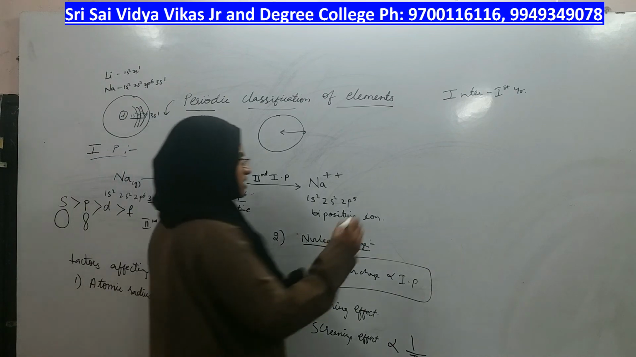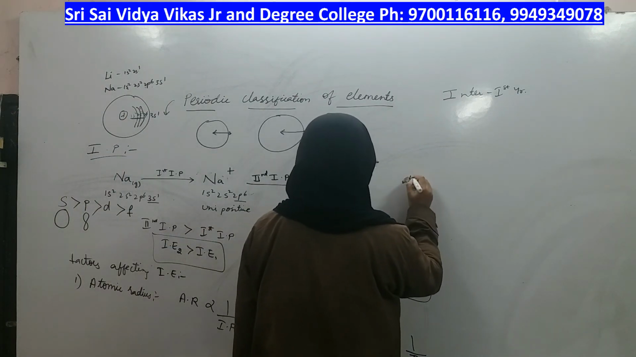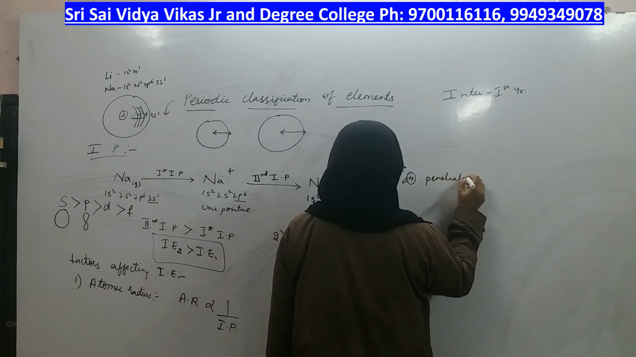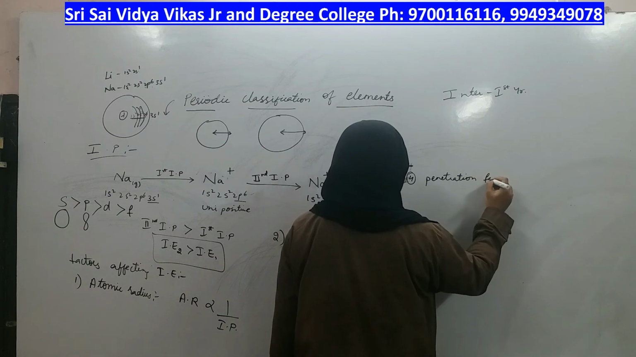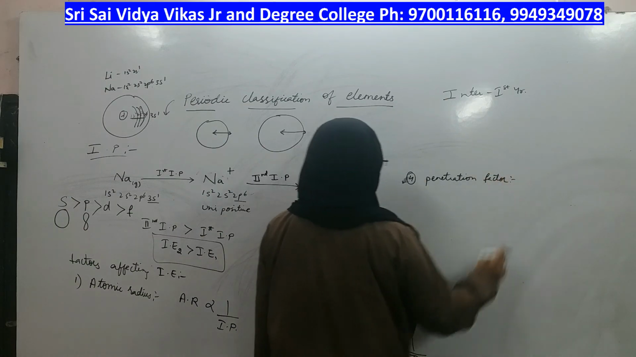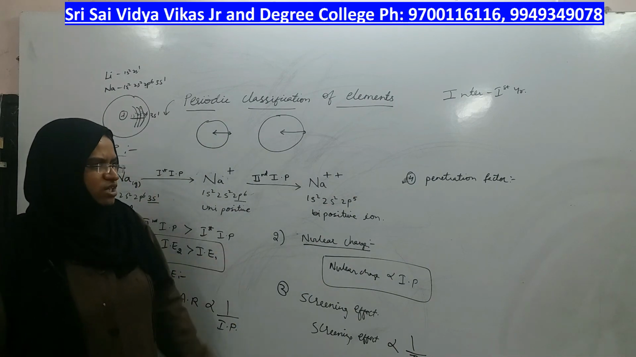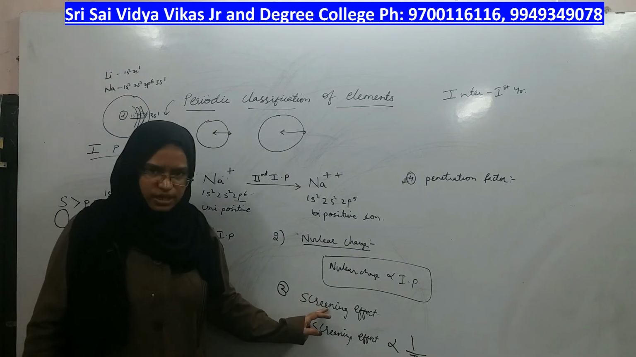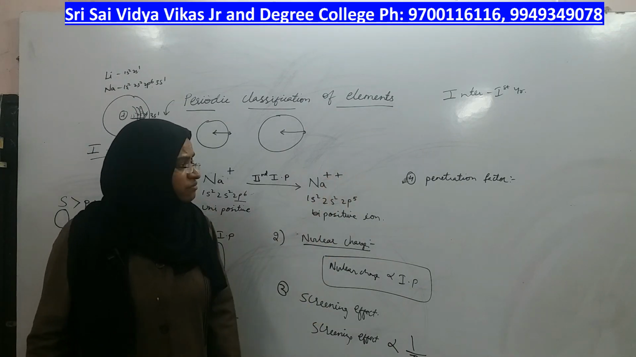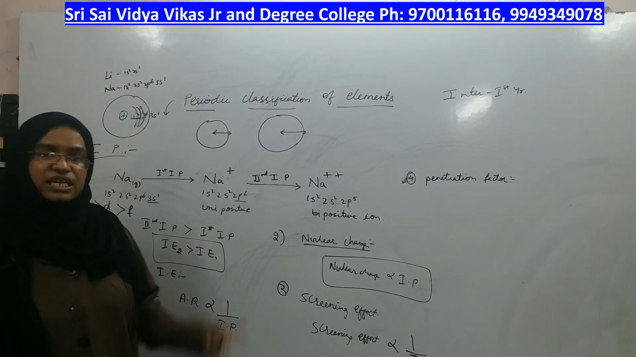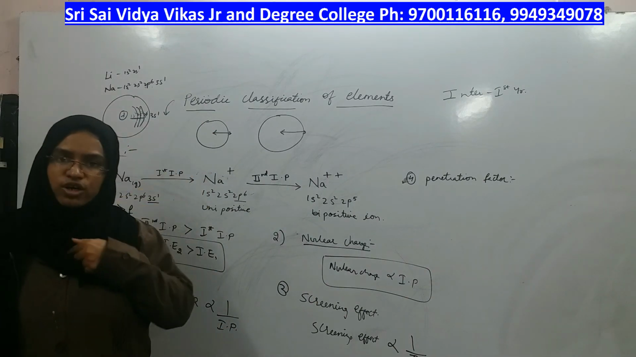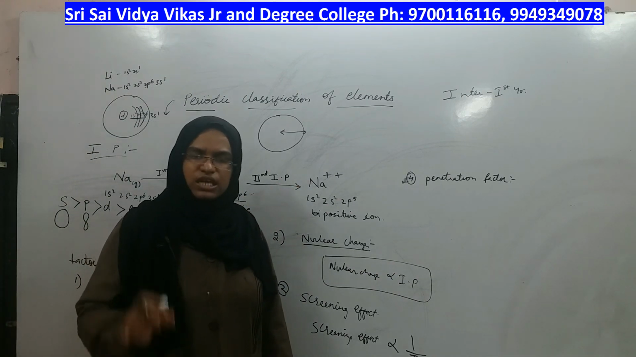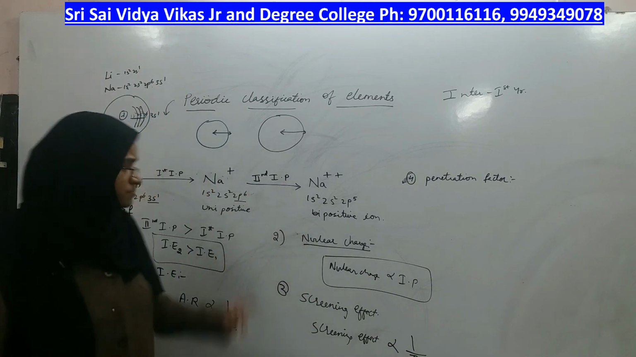The next factor which decides ionization potential is penetration power. And you have to remember, each factor is talking about which electron. Is it talking about the inner electrons or the valence electron? For screening effect, we have seen that it is talking about the inner electrons, and penetration power or penetration factor is talking about the last electron which we want to remove, right?